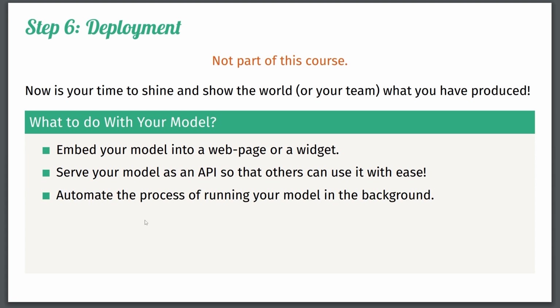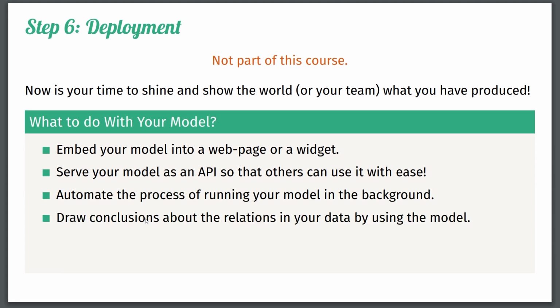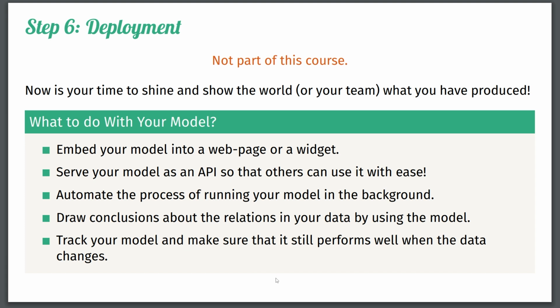You might want to automate the process of running your model in the background. You might want to draw conclusions about the relations in your data by using the model. So this essentially means that now you have our model, can we essentially use the model to understand our data better? And finally, you might want to track your model and make sure that it still performs well when the data changes. A very common problem is that you make a machine learning model that works great, and then after a while it essentially degenerates, or what people call drifts, into performing worse and worse over time because the data slightly changes. So in real life scenarios, you need to track your model and make sure that it doesn't have this data drift problem. Again, we won't do this in this course, but I just wanted to give you a holistic picture of how machine learning projects really work.